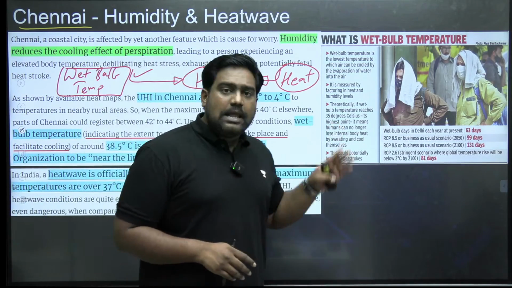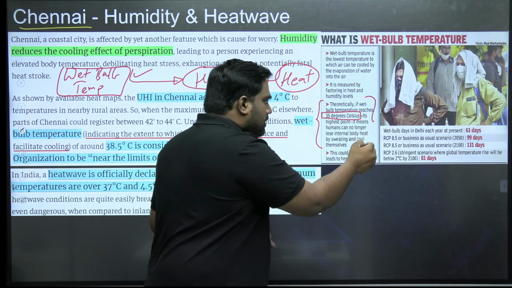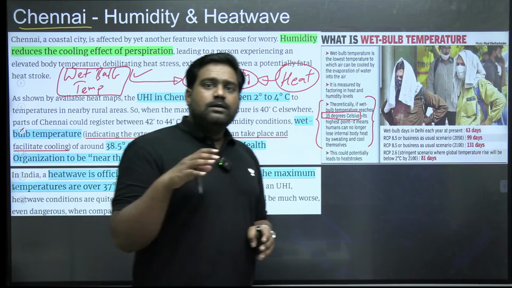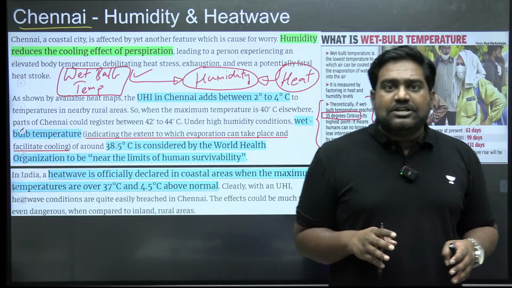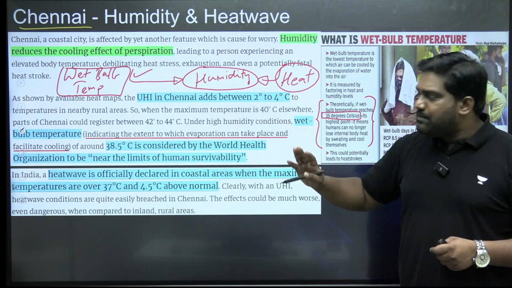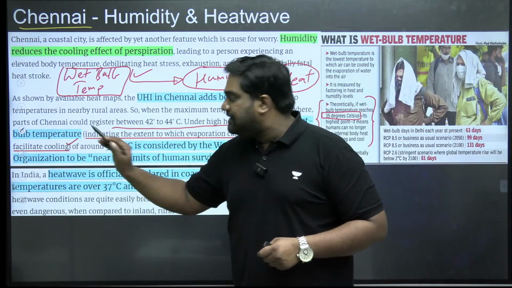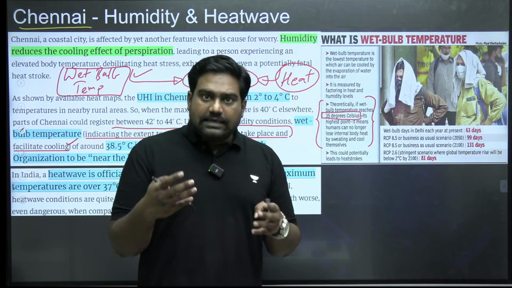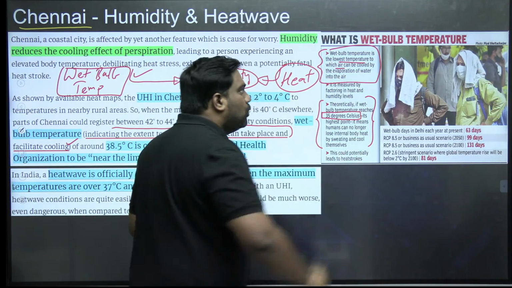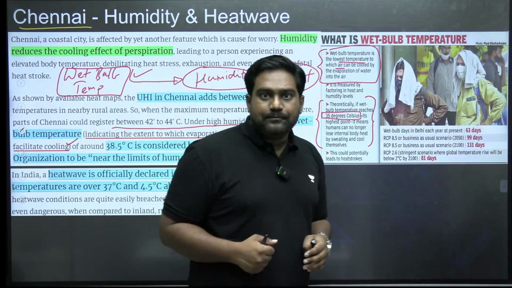See, if the wet bulb temperature reaches 35 degrees Celsius, at this temperature, right, which incorporates the humidity level as well, you will not lose your internal body temperature through sweating. Why? Because the concept of wet bulb temperature is that it indicates the extent to which evaporation can take place and facilitate cooling. Or in other words, wet bulb temperature is the lowest temperature to which the air can be cooled by the evaporation of water into the air.